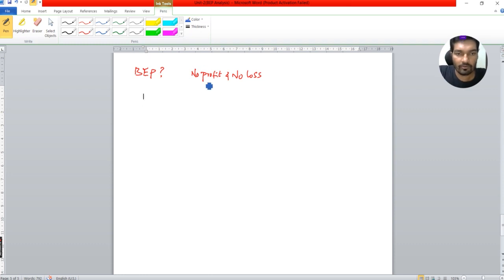Formula-wise, how do we say break-even point? When the total revenue is greater than total cost, the firm gets profit. When the total revenue is less than total cost, the firm gets losses. When the total revenue is equal to total cost, this is called the break-even point.